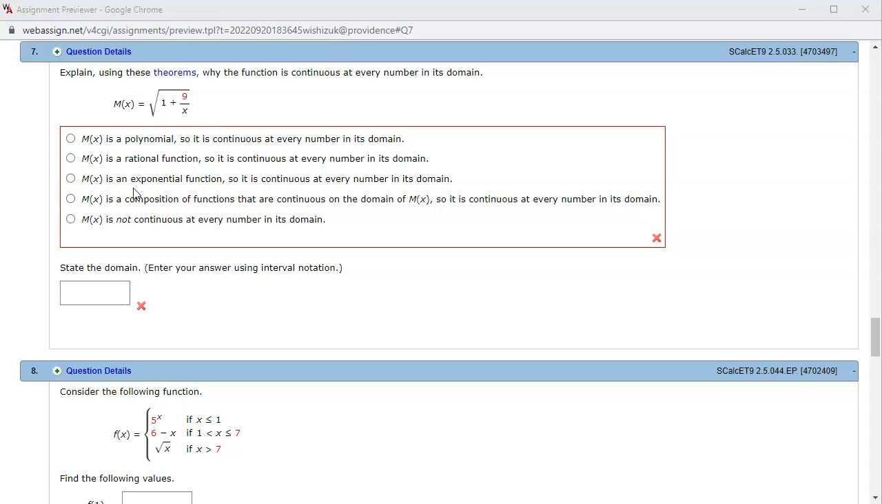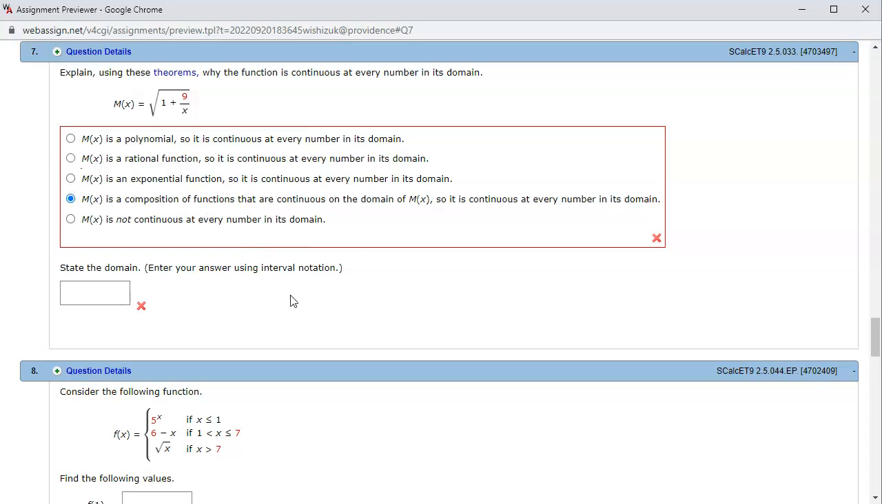M of x is an exponential function? It's not. And m of x is a composition of functions that are continuous on the domain of m of x. All right, so you can see that it's a root function, and then 1 plus 9 over x is actually a rational function. So that would be the choice.